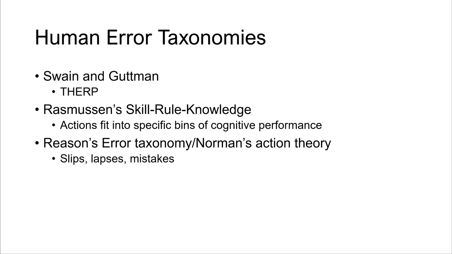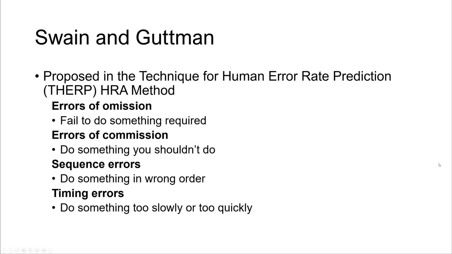So now we're going to go into a few of the taxonomies that are relevant. First, Swain and Gutman's THERP. This is a human reliability analysis methodology predominantly used in the nuclear power industry, but it was one of the initial ones back in the 50s and 60s. Then we have Rasmussen's skill, rule, knowledge framework. This argues that actions fit into specific bins of cognitive performance. And then we have kind of a mashup of James Reason's error taxonomies with Norman's action theory, and we get further categories of slips, lapses, and mistakes.